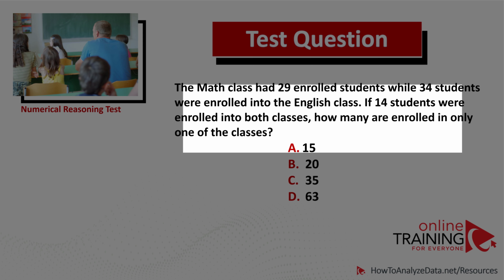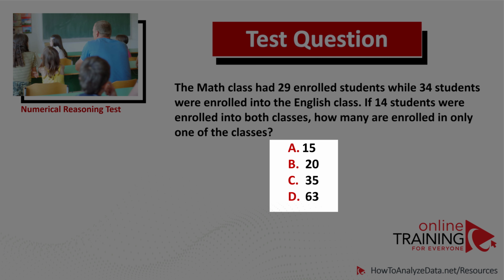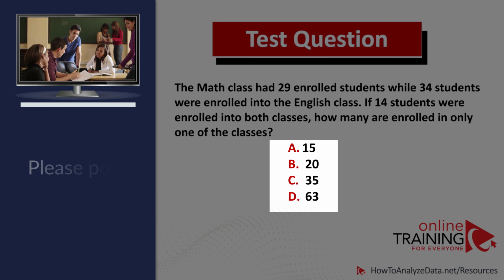And you have four choices. Choice A, 15. Choice B, 20. Choice C, 35. And choice D, 63.